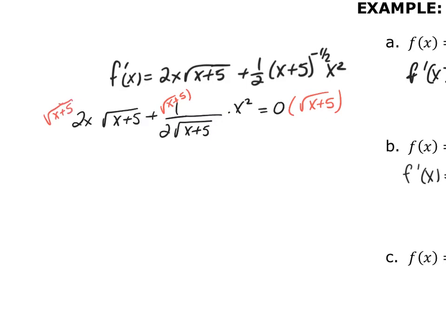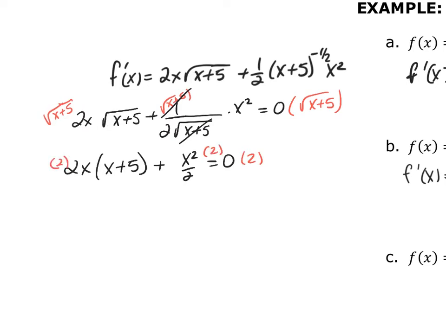What that does for me is it takes 2x, and then I'm doing the square root of x plus 5 squared, so that's just going to be x plus 5. This x plus 5 and that x plus 5 cancel, and so I get x squared over 2 is equal to 0. Now, I don't like the 2 there, so I'm going to multiply everything by 2 as well. So I'm going to multiply this by 2, this by 2, and this by 2. And so I'm going to get 4x times (x plus 5), plus x squared is equal to 0.